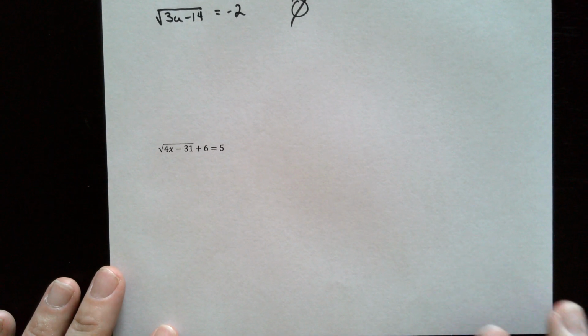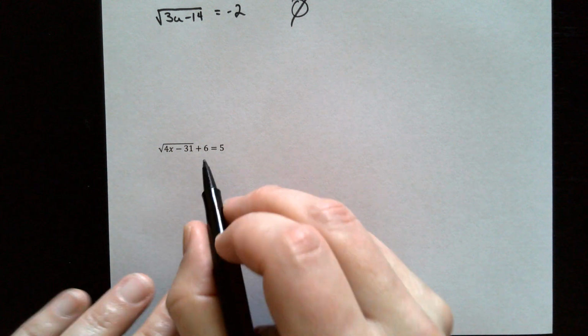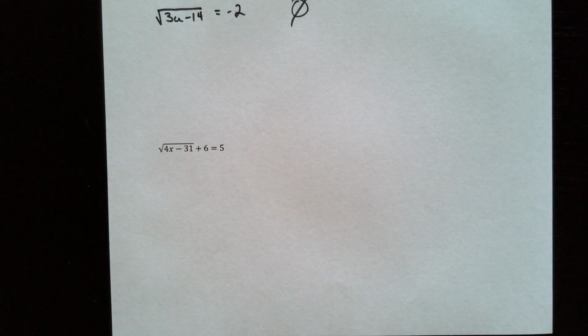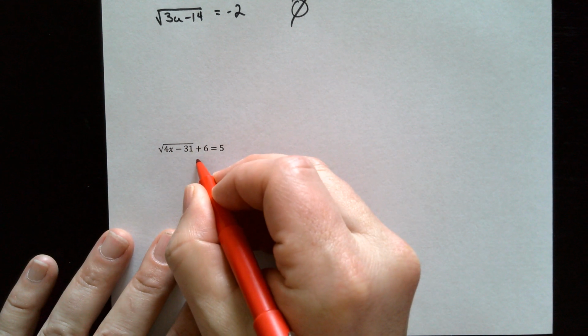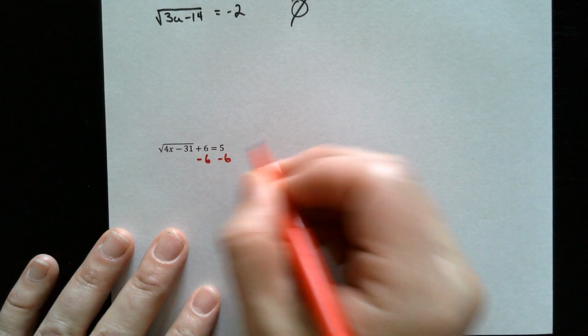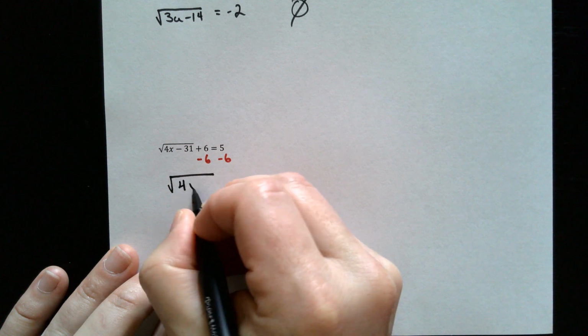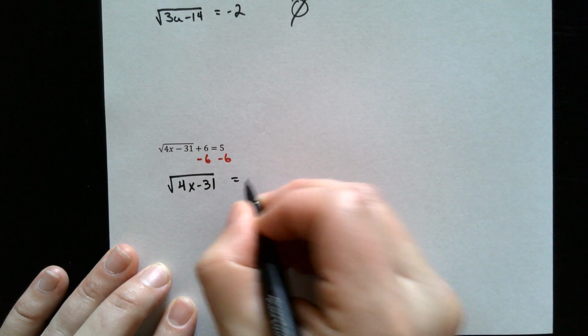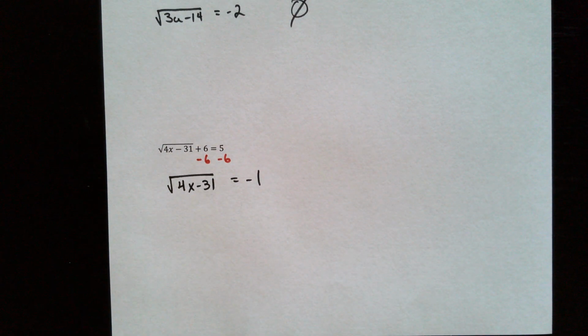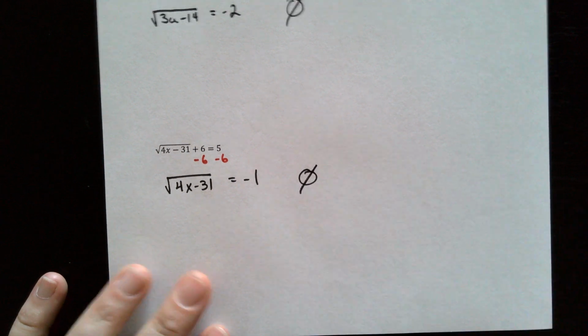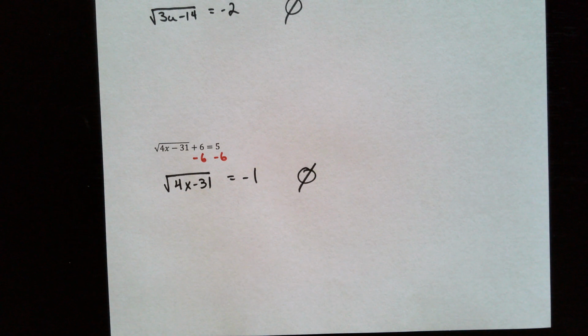Okay? And then one last problem. So we've got the square root of 4x minus 31 plus 6 equals 5. I need to isolate the square root, so I get rid of this 6 by subtraction. So that would give me the square root of 4x minus 31 equals negative 1. And that means no solution. And that's it.